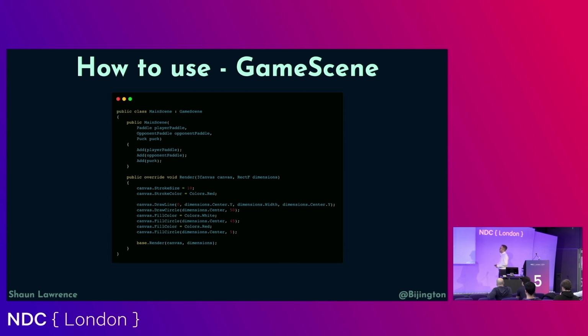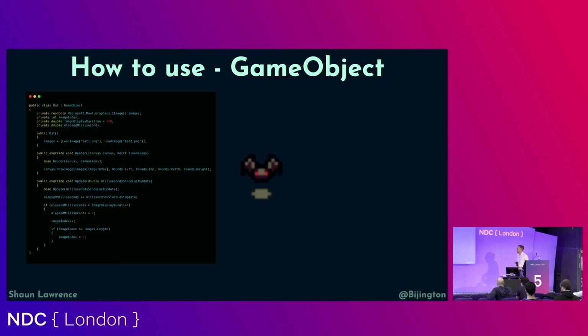We then have a scene, which I mentioned there's two key components. You've got the scene, which references the level, and this is a fairly basic scene that will render two paddles, an opponent's paddle, the player's paddle, and then the puck. So it's the air hockey table, pitch. It is a table, isn't it? And then it's just going to render the lines across the middle and the semicircle. Relatively straightforward.